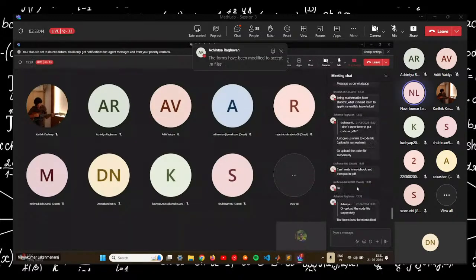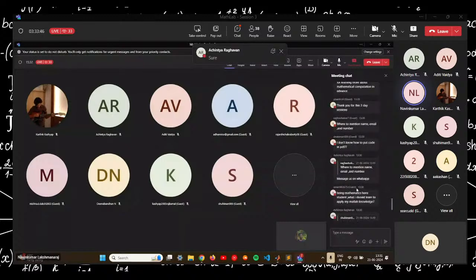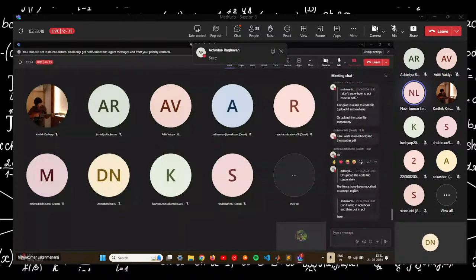I think someone was asking for a good resource on numerical methods. There's a book called Numerical Methods by Stephen Chapra. That is something you can look at if you're interested.